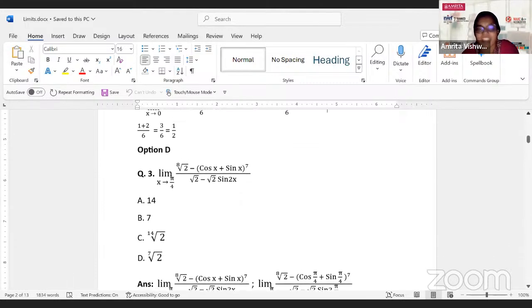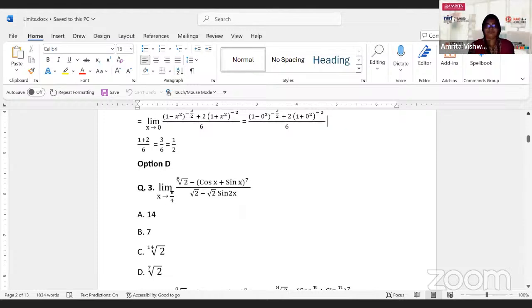Very simple one. Here its limit tends to pi by 4, so you need to know cos pi by 4, sin pi by 4 and all of that values. The question is limit x tends to pi by 4, 8 root 2 minus cos x plus sin x whole raised to 7 divided by root 2 minus root 2 sin 2x. There might be some formula for sin 2x that you can substitute and try. And what about cos x plus sin x all raised to 7?